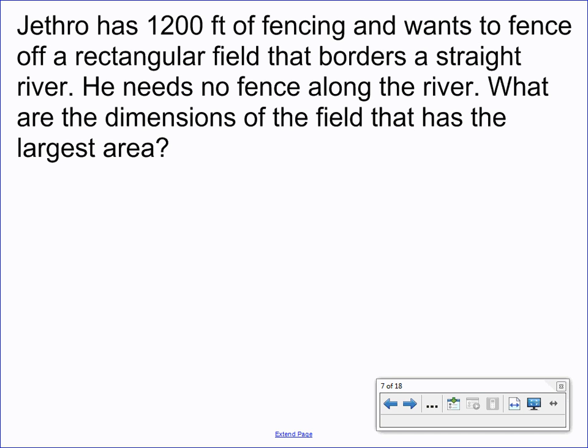Now, he comes from a long line of farmers, and they've got this heirloom fencing that they pass down from generation to generation. Let's suppose that it's Jethro's turn, and he has 1,200 feet of fencing. He wants to fence off a rectangular field that borders a straight river. He needs no fence along the river. What are the dimensions of the field that has the largest area?